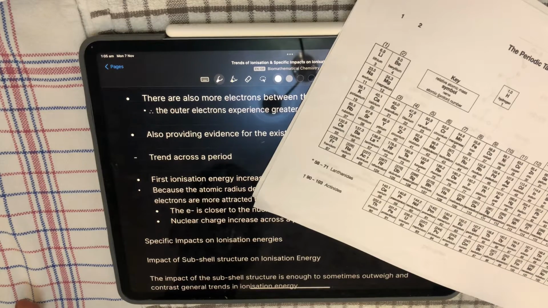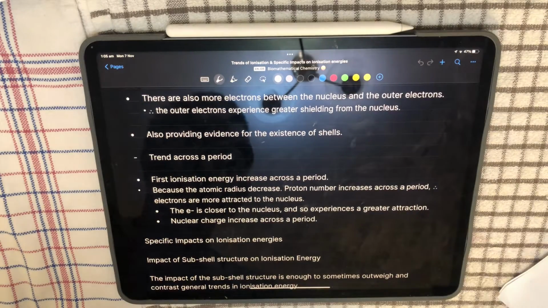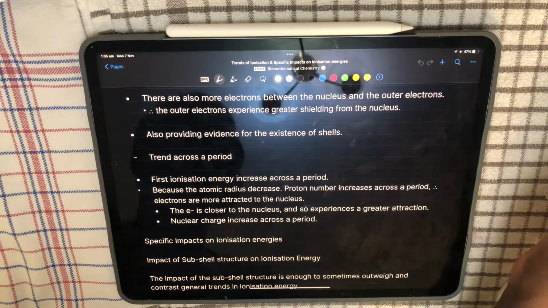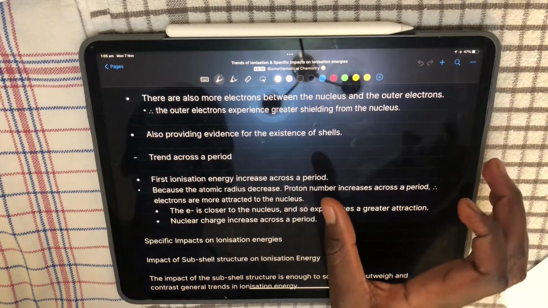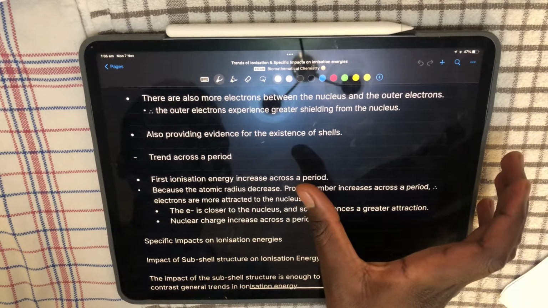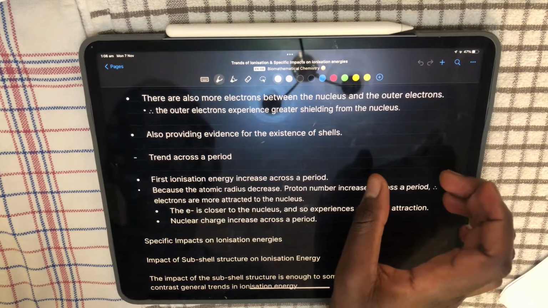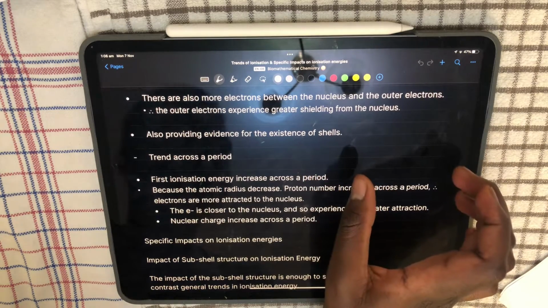Therefore, the electrostatic attraction between the nucleus and the outermost electron is higher. Therefore, more energy is required to remove that electron. So, enough rambling about this now. The first ionization energy increases across a period because the atomic radius decreases, right? So when that electrostatic attraction increases, that causes the electrons to move closer to the nucleus, and that would decrease the atomic radius.